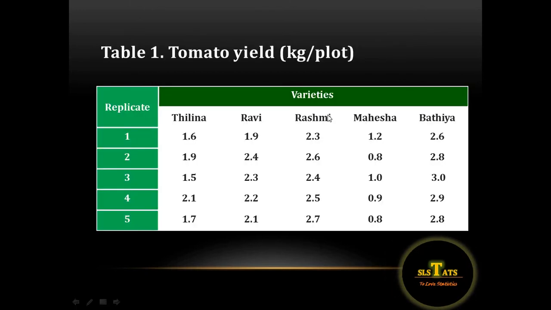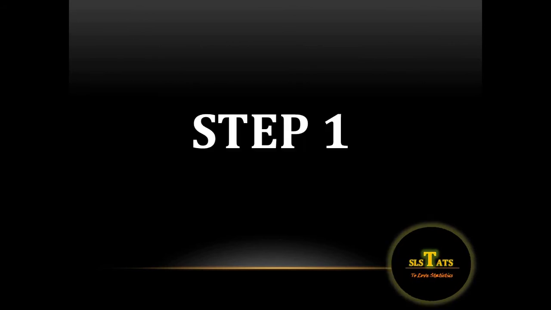This table shows the mean tomato yields obtained for 5 tomato varieties under each replicate. Varieties are Tilina, Ravi, Rashmi, Mahesha and Bhatia. Each variety consists of 5 replicates. I am going to demonstrate the analysis in 3 steps. First step.